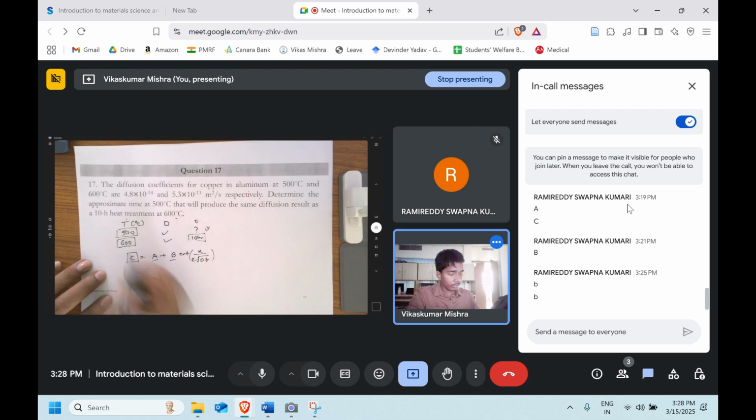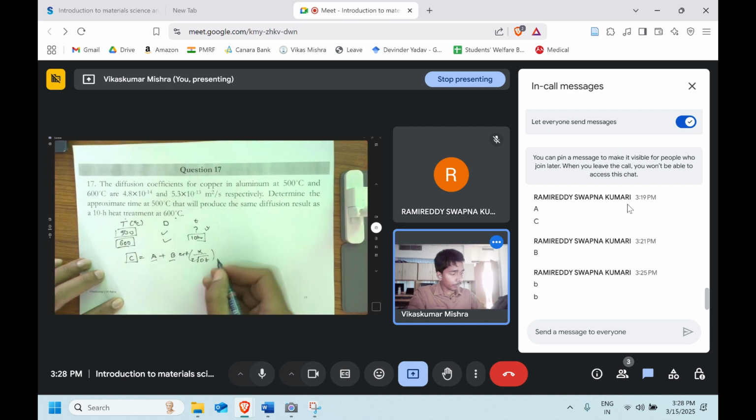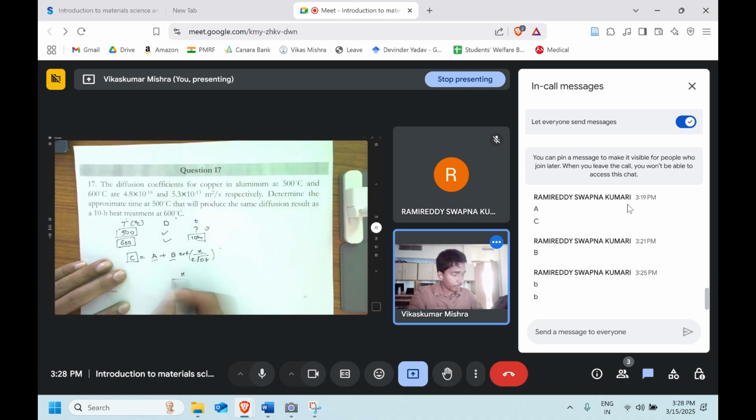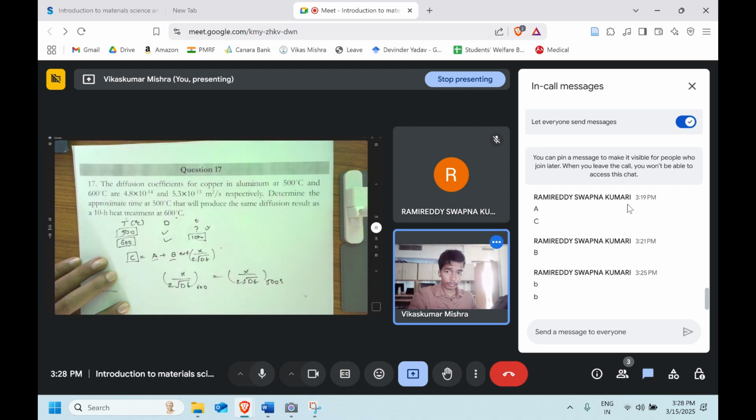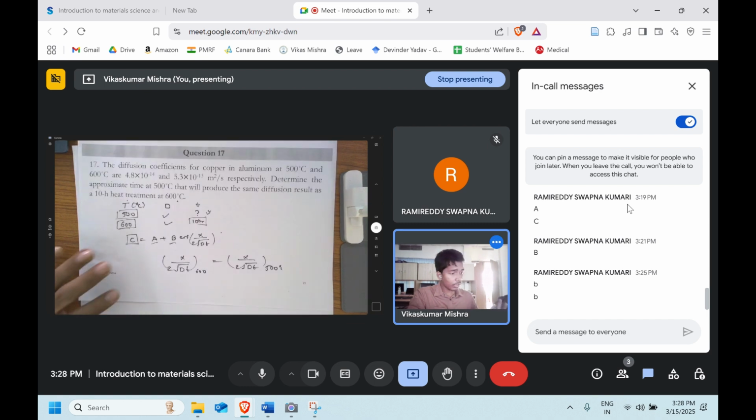So our entire thing, if at 600 this equation x upon 2 root Dt at 600 is equal to x upon 2 root Dt at 500, then the results will be exactly the same. Right? Since the results are the same, that is, spatially they are exactly the same.